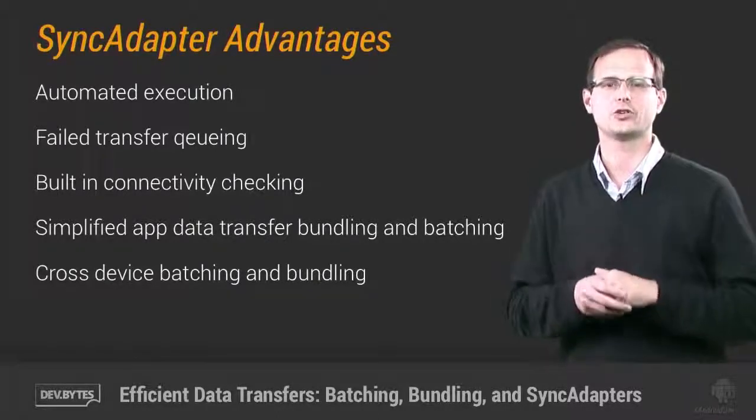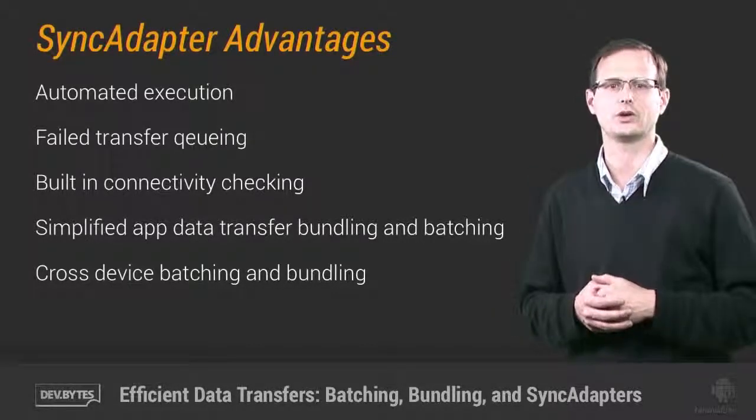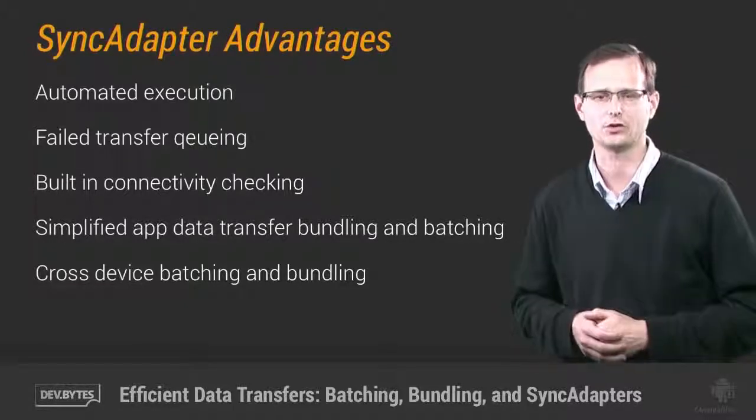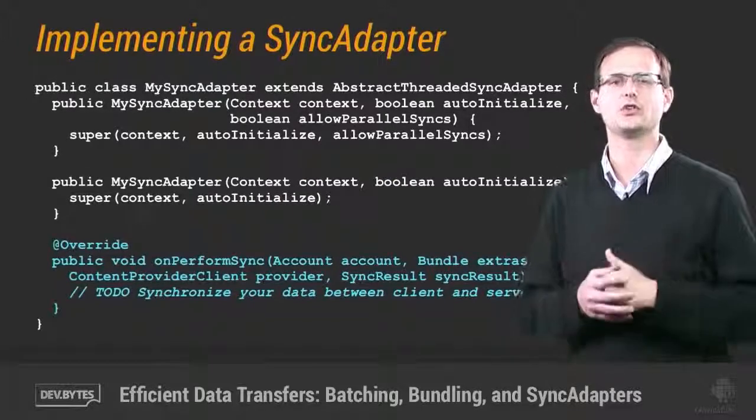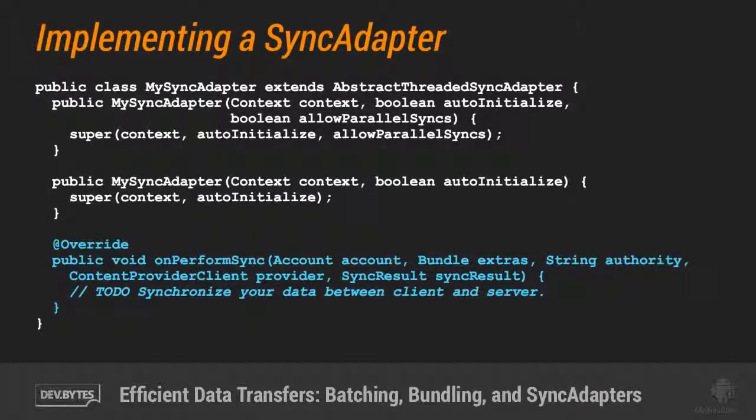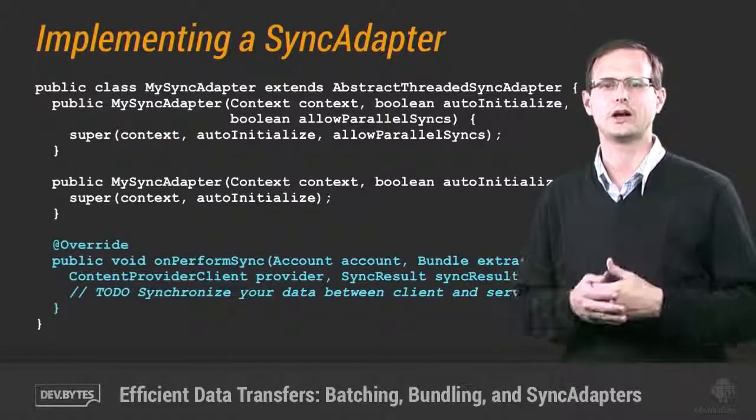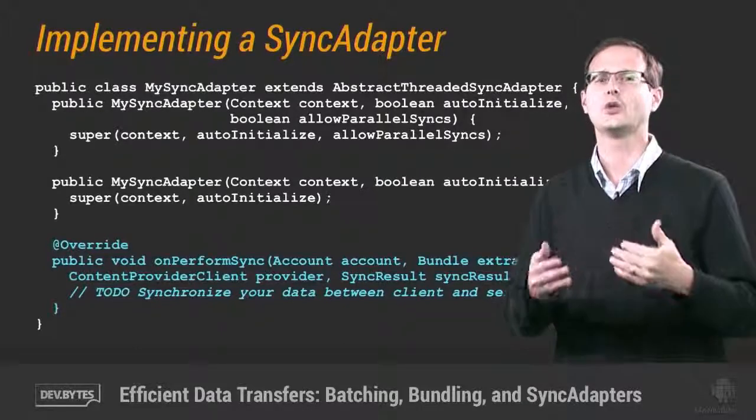SyncAdapter also implements data transfer best practices for you, including checking for network connectivity, retrying downloads when connectivity returns, and automated batching and time shifting on requests that occur within the same time window. Creating a SyncAdapter is actually pretty straightforward. Start by extending the abstract threaded SyncAdapter class and implementing your own data transfer code within the onPerformSync handler, as you can see here. When executing the SyncAdapter, we'll spawn a thread to invoke sync operations, so you don't need to worry about moving your code into a background thread.